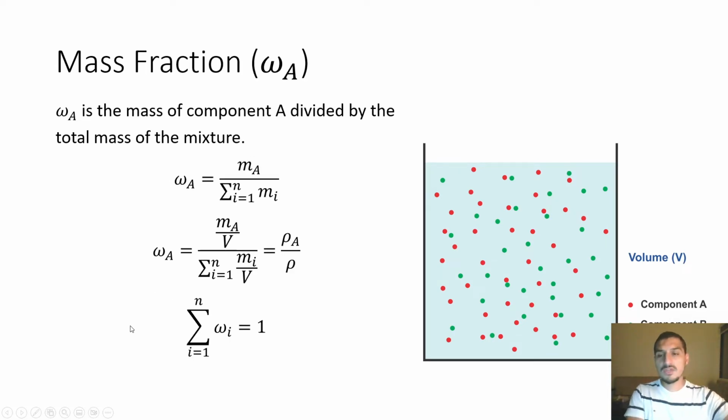For the mass fraction, we give it the symbol omega A, which is this. And this is, as the name implies, the mass of a component divided by the total mass of the mixture, which equals the density or the mass concentration of the component divided by the density of the mixture. And the summation, of course, of the mass fractions equals 1. Again, maybe the new piece of information here is that this is the symbol that we use for the mass fraction.